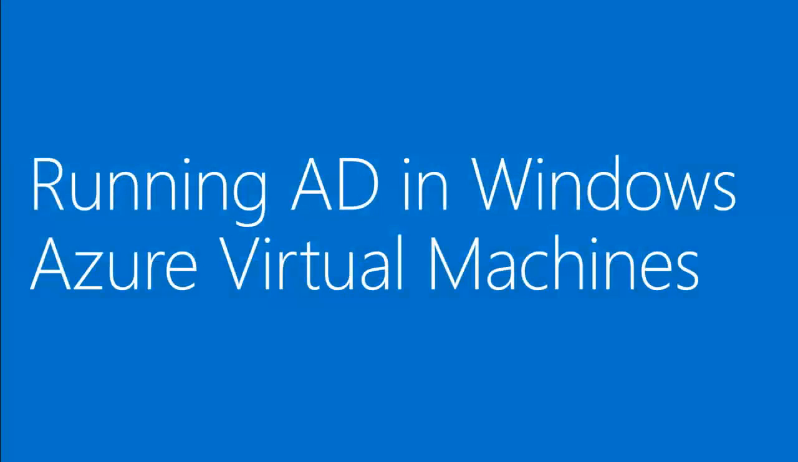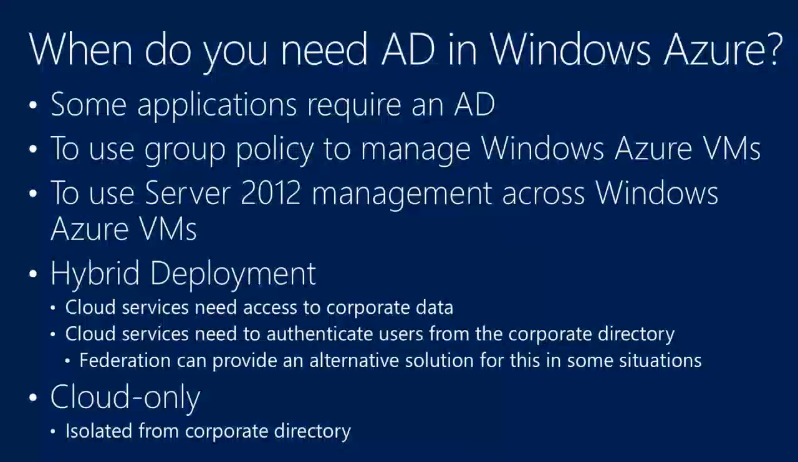and ask ourselves the question: why might we want to put an AD into Windows Azure? Some applications require it. If you want to run an app in Azure that requires the server to be domain joined, then you're going to need an AD. You may decide that you want to use group policy to manage all your Windows Azure virtual machines. And that's not a bad way to go. You could do group policy. You could do Windows Update. Because remember, it's a virtual machine. It's running on top of a hypervisor. Microsoft will look after the hypervisor. The rest is your responsibility.